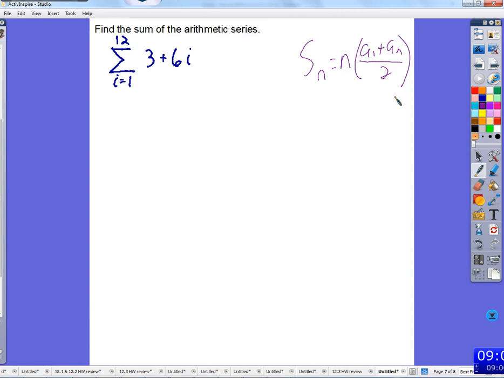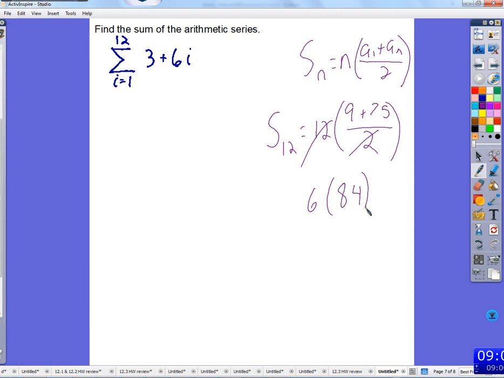So, plug in numbers that we know. S sub what? 12. It's all the first 12 terms. Equals 12 times A sub 1, which is 3 plus 6 times 1. We put 1 in there. We get 9. Plus A sub n, n is 12. A sub 12, plug in 12. 12 times 6 is 72, minus 3 is 75. Great. 2 cancels with 12. We get 6 times (9 plus 75), which is 84. 6 times 84 is 504.